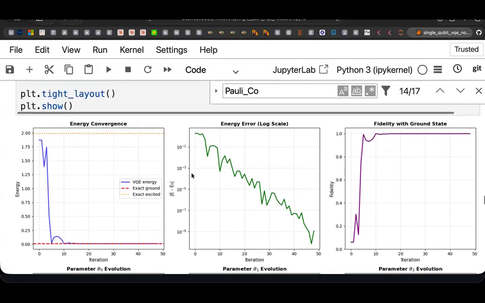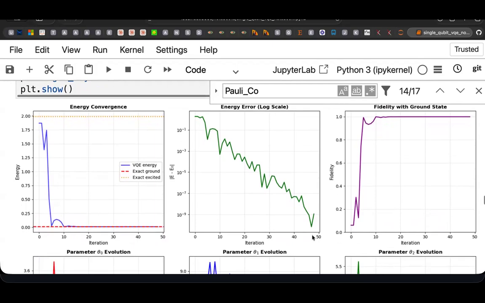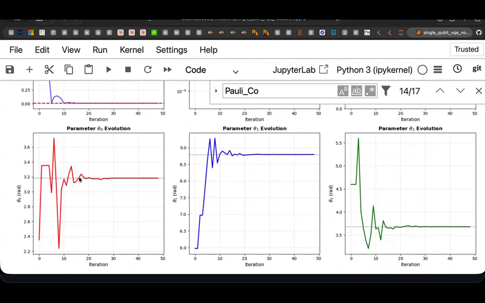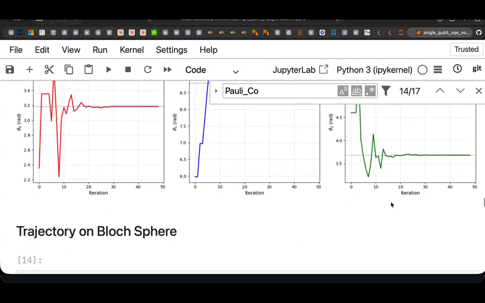And you can also see the energy error on a log scale. When you have reached some 50 iterations, you have an error of roughly 10 to the minus 9. And this is the overlap between the exact state and the exact ground state. You can also see how the parameters evolve. And you will see now that in this specific case, theta 0 also needs roughly some 20, 30 iterations. The same with theta 1 and theta 2 as well here.